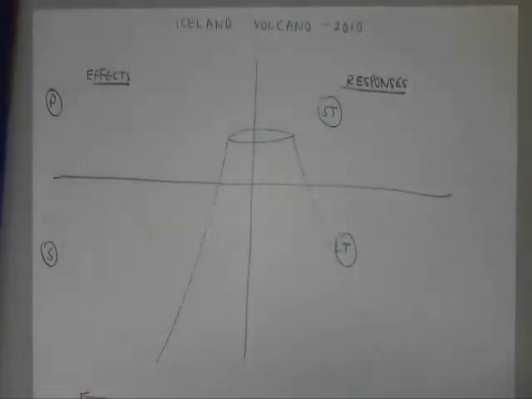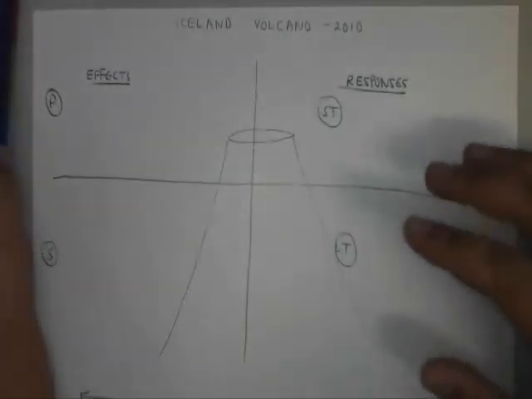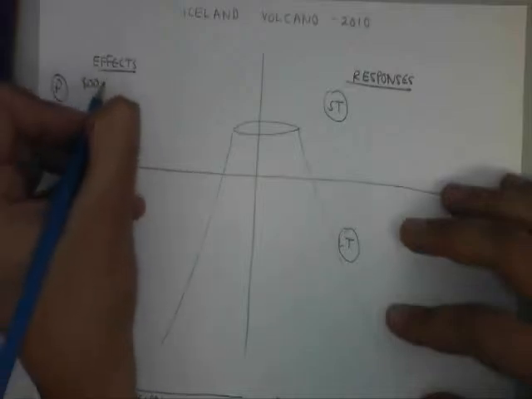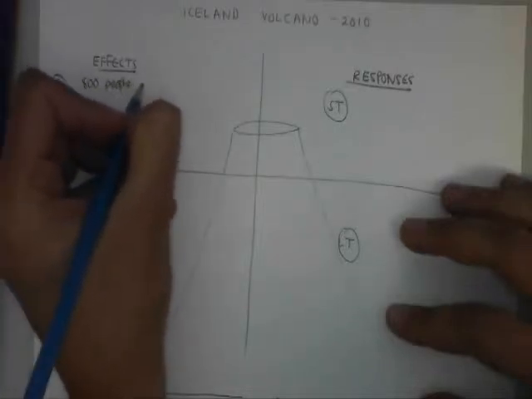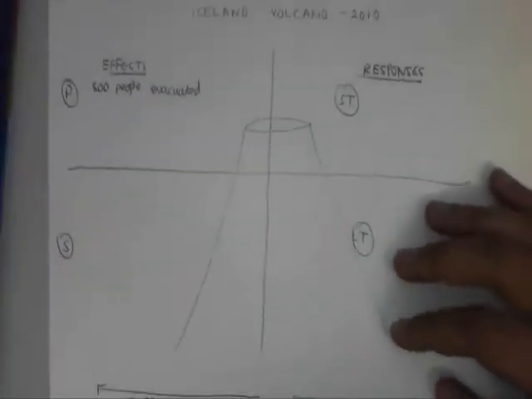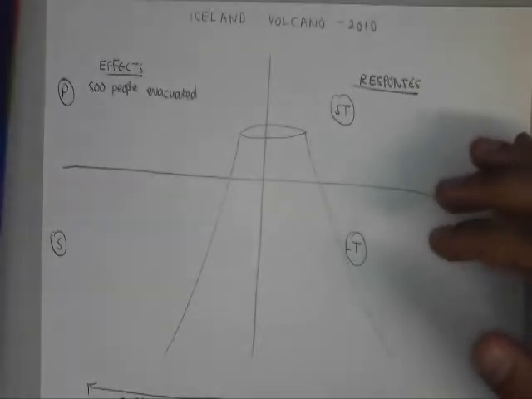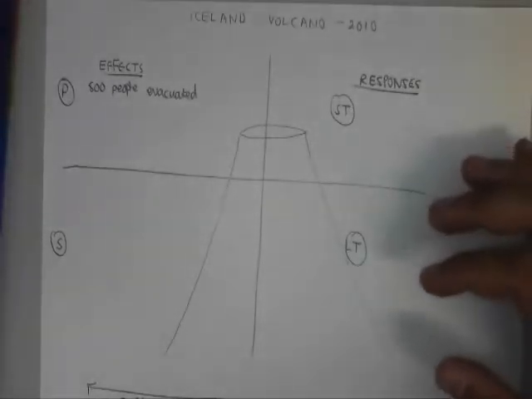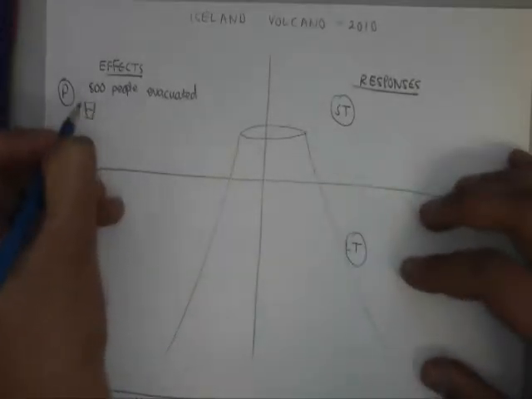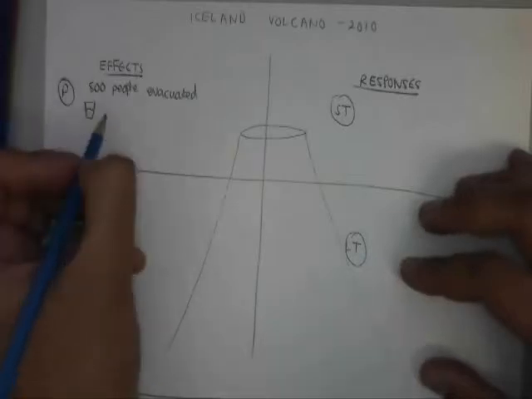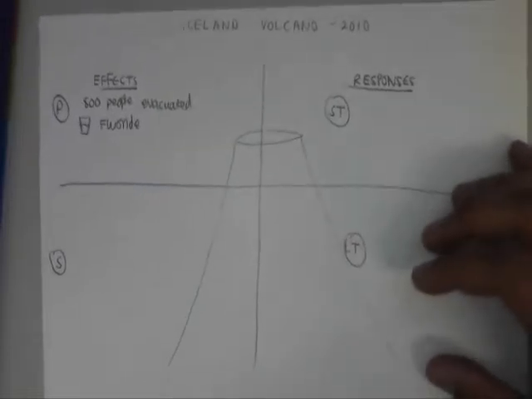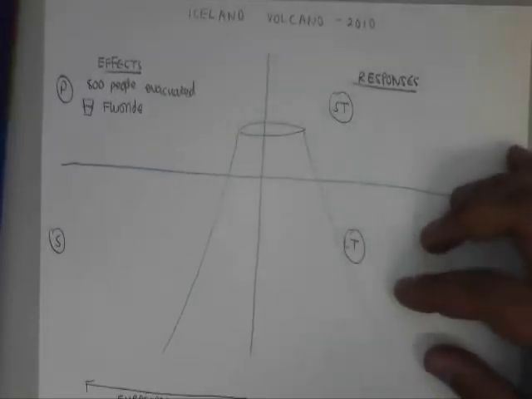So some of the most immediate effects of the eruption were that people had to be evacuated out of that area, and in fact about 800 people were evacuated from the immediate area around the Iceland volcano. There was a huge amount of ash that came out of that volcano, and as it fell down to earth, it actually led to the contamination of the local water supplies with huge amounts of fluoride. Okay, so that meant that the water supply couldn't be used.